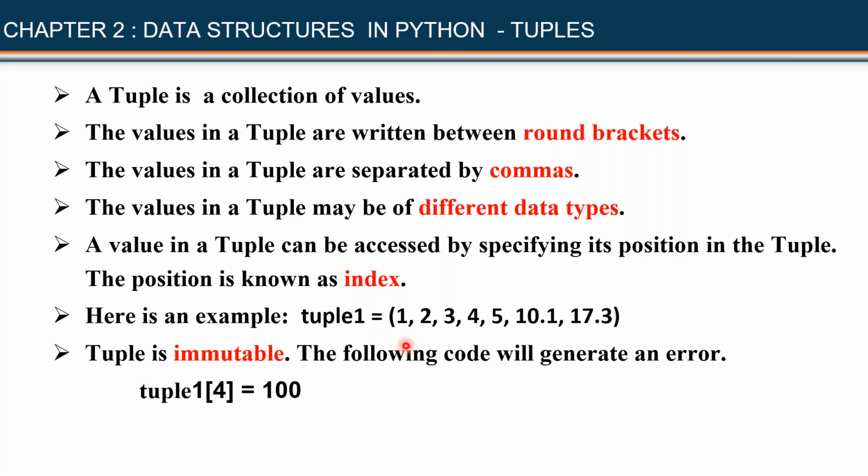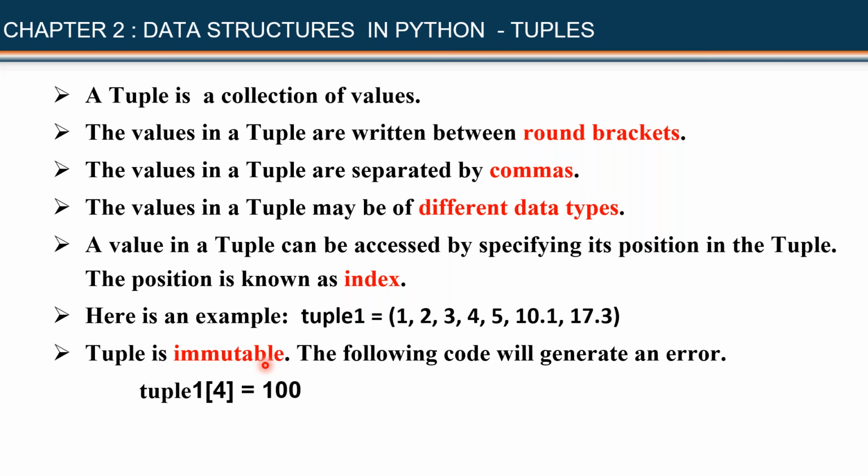So if someone asks you what is the value at index position 0, you will say 1. What value do you have at the first index? You will say it is 2. What value do you have at index position 2? It is 3. Okay. Now the most important characteristic about tuple is that it is immutable.